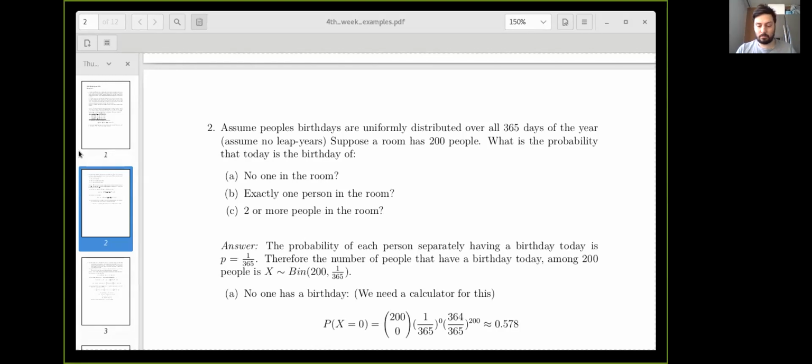So let me calculate this with my calculator here. We have 364 divided by 365 to the power of 200, and it's 0.57770, so that's 0.578 roughly. Yeah, that's true. Okay, good.